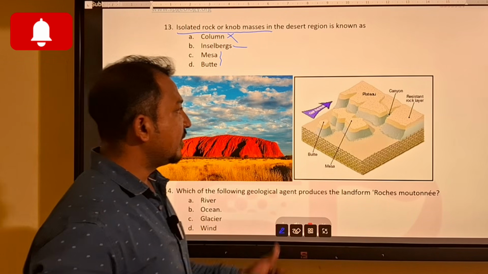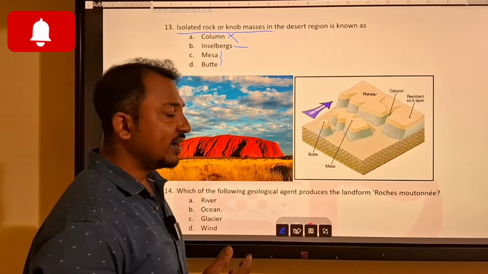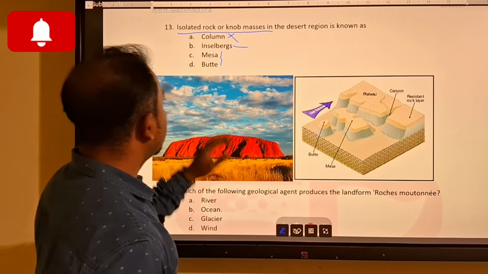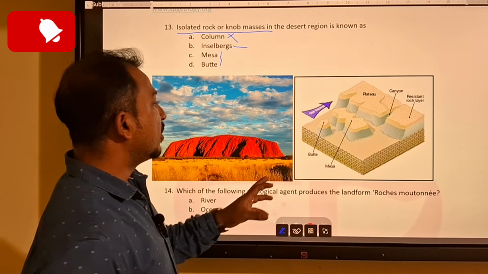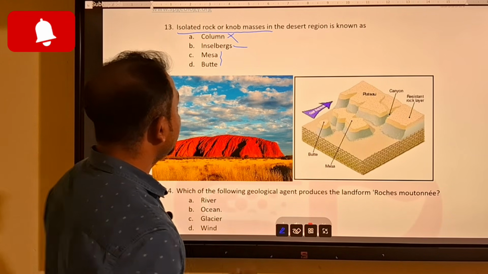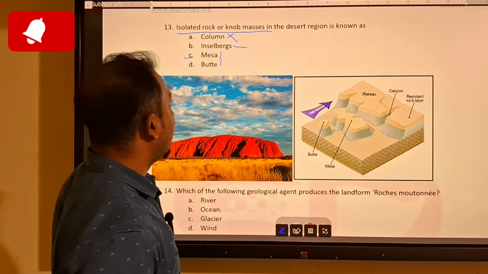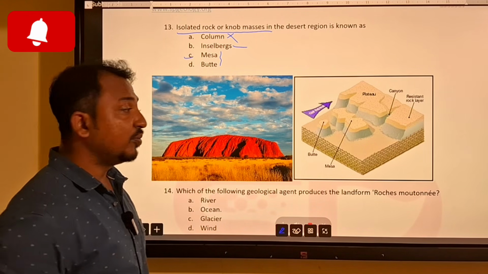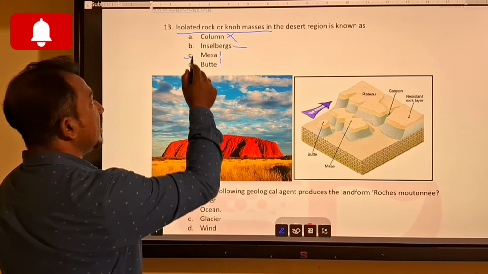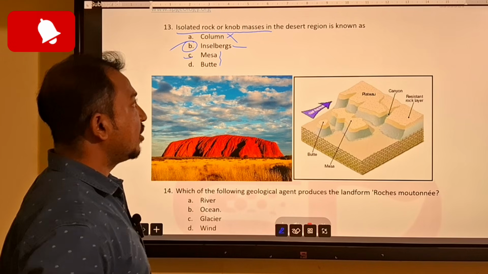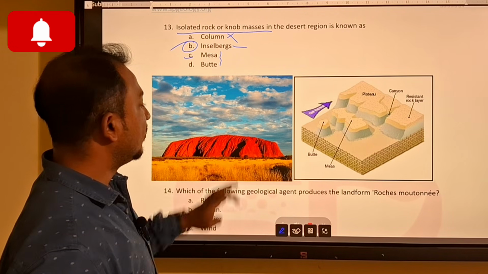Then mesa and butte are produced by tectonic activity or by differential erosion. Mesa and butte are generally found in plateau regions, where because of erosion you will get an isolated mass with a flat top, that is mesa, and mesa is further eroded to produce butte, which has a rounded top. So your answer will be Inselberg. Isolated masses in the desert region, that is in arid region, you'll get Inselberg.